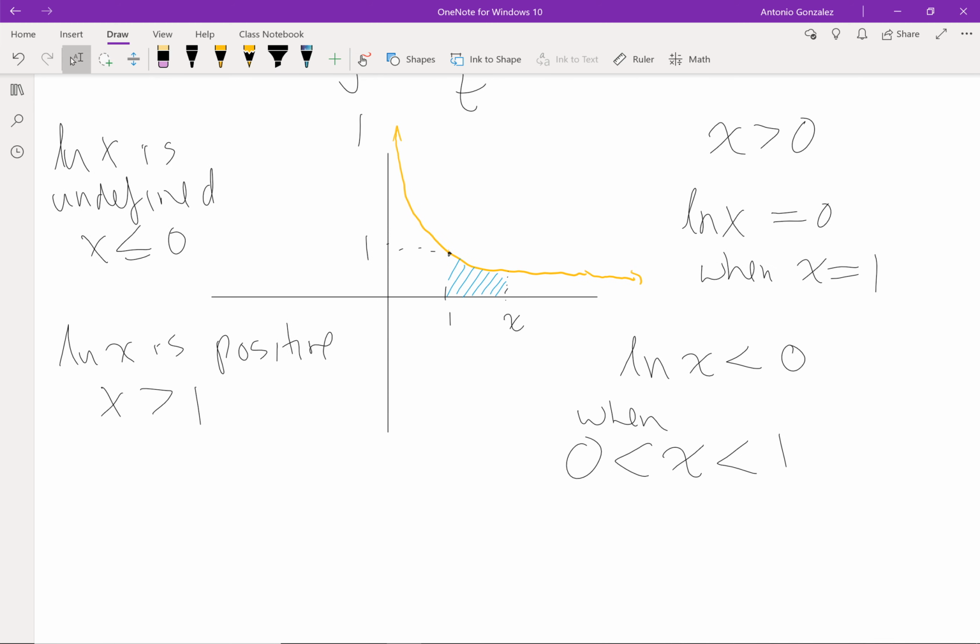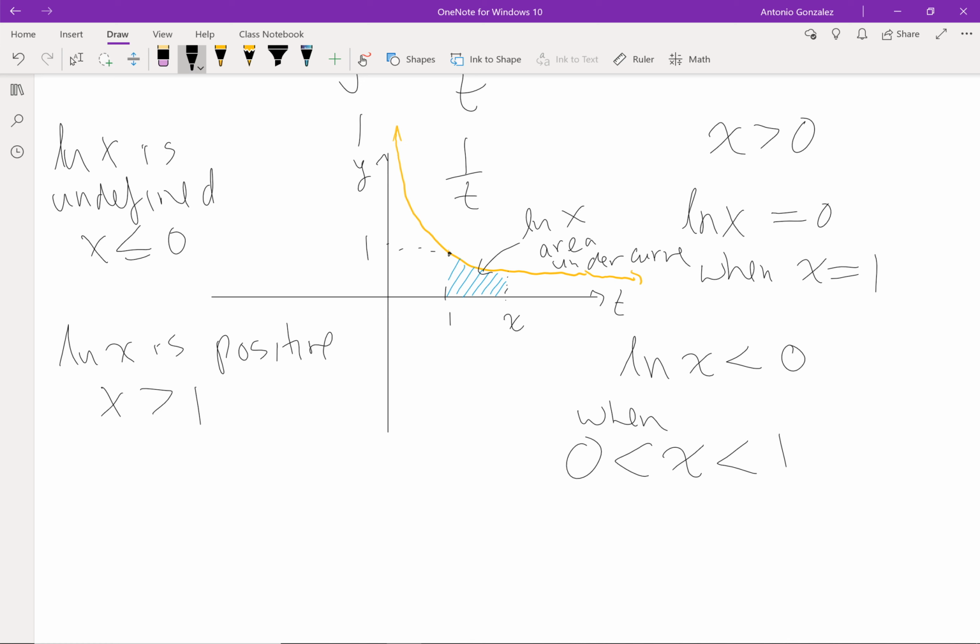Keep in mind that this here is not the graph of ln of x. This is the graph of 1 over t, where this is our t-axis. ln of x is the area here. This is the area under the curve.